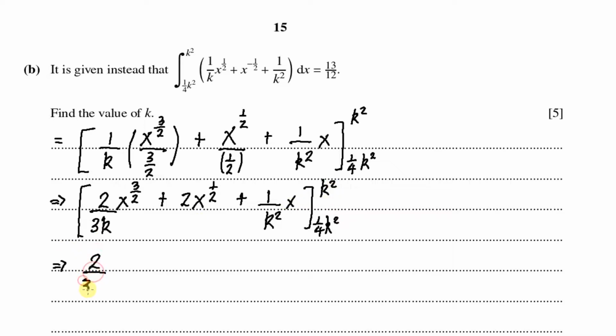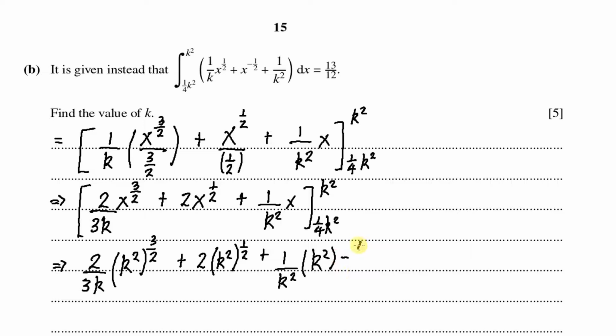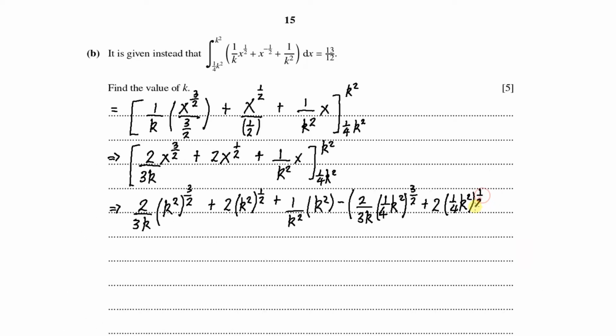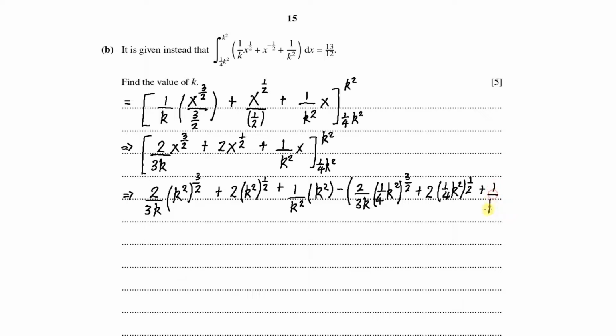So we have 2 over 3k, and we have k squared here, raising it to the power of 3 over 2, and that's plus 2 of k squared to the power of a half, and that's going to be plus 1 over k squared of k squared, and that's minus, here we now substitute a quarter k squared, so it's 2 over 3k of a quarter k squared, and that's to the power of 3 over 2, and that's going to be plus, here we have 2 of a quarter k squared to the power of a half, and that's going to be plus 1 over k squared times a quarter k squared, like this.